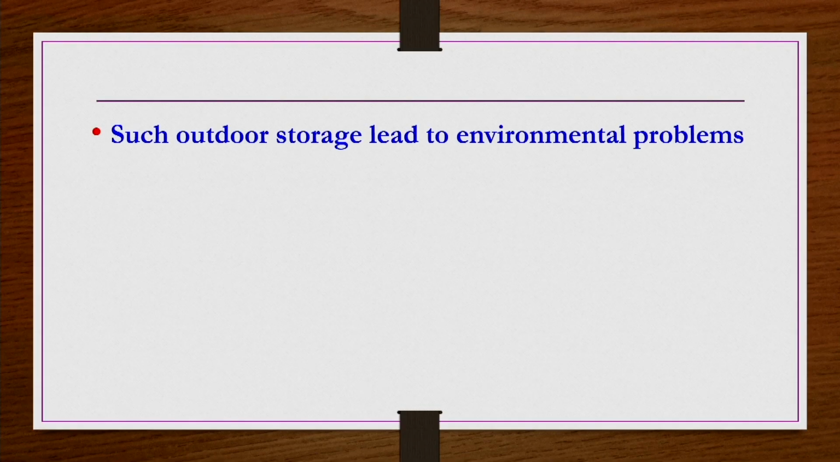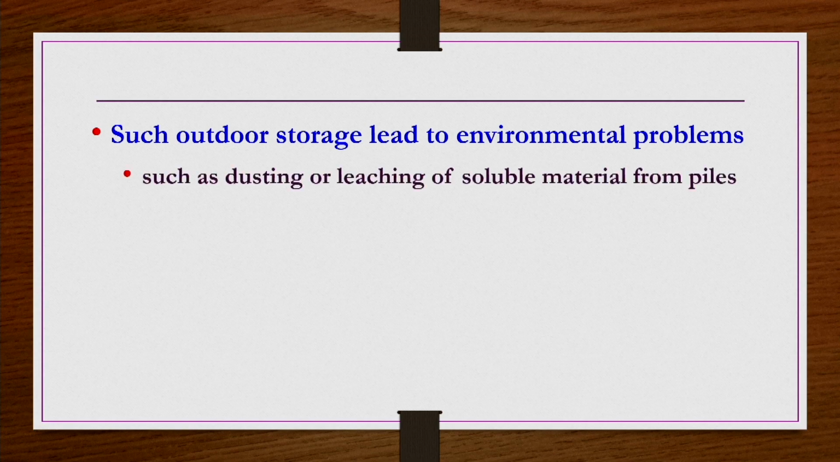However, such outdoor storage leads to environmental problems. One of the primary environmental issues is dusting. Another one is leaching of the soluble material or fines and then getting into the earth surface, those kind of things. So the environmental problems are such as dusting or leaching of soluble material from piles. But however, this can also be controlled.